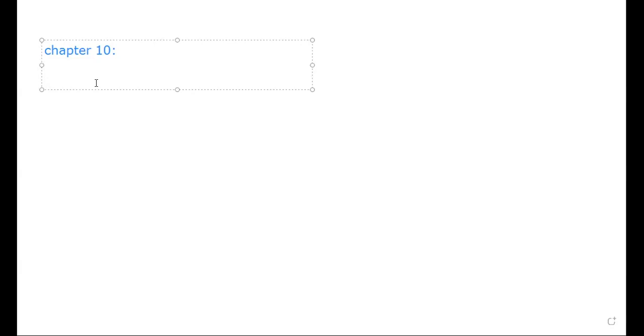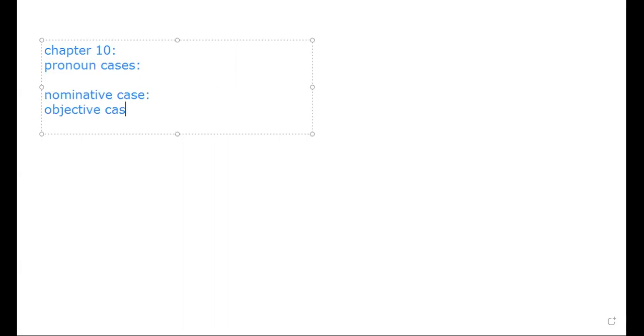Okay, I will remind you guys that the three cases for the pronoun are the following. The first case is called the nominative case. The second case we are discussing today in class is the objective case. And the third type is the possessive case. These three cases are the ones that we are going to be working with.